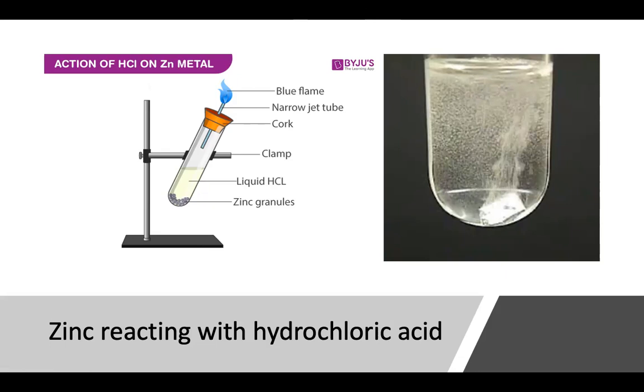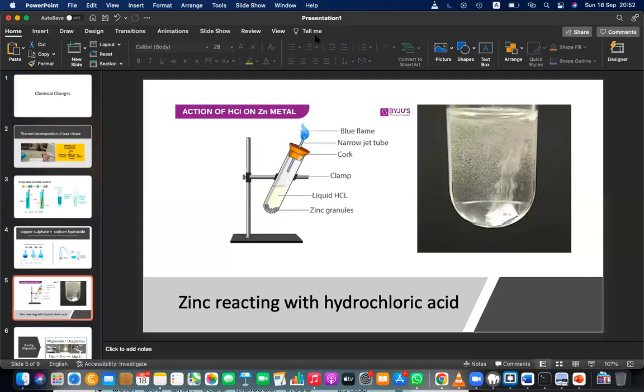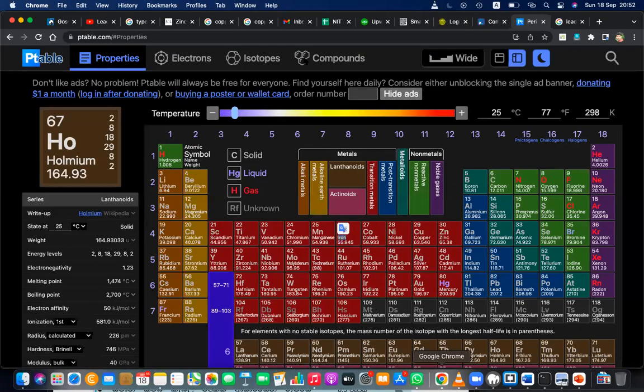How does this blue flame come? You have to fire this, you have to burn this, then only the blue flame will come. But this gas is a burning gas. What is this burning gas? Hydrogen. Hydrogen, exactly.